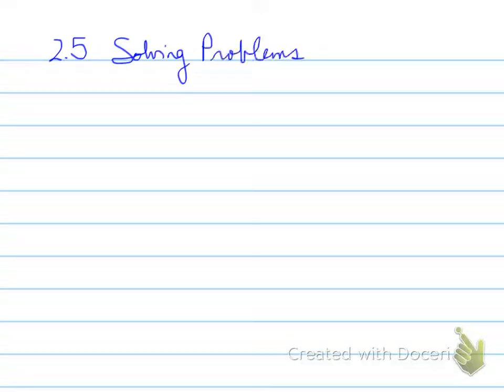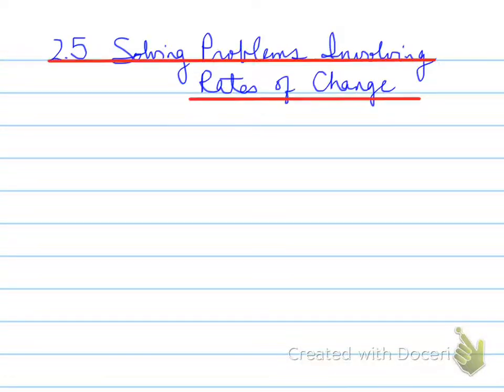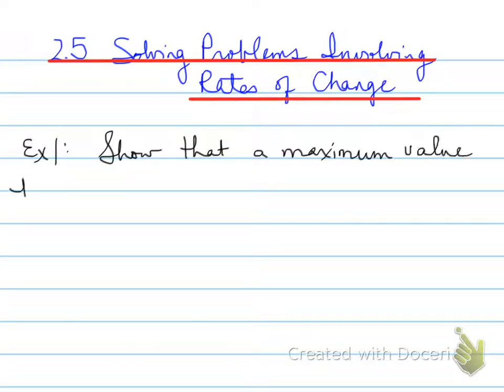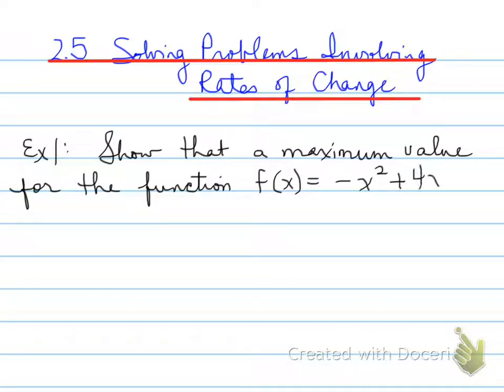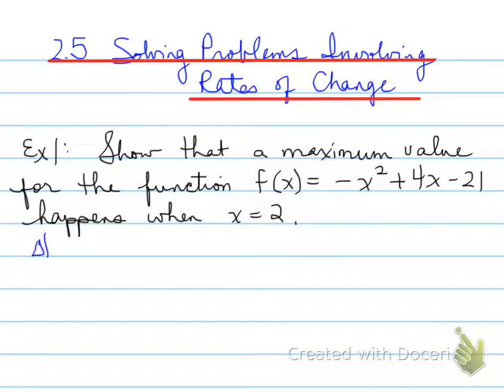Alright, we're looking at 2.5, solving problems involving rates of change. So looking at example 1, you're asked to show that a maximum value for the function f(x) = -x² + 4x - 21 happens when x equals 2. So you need to show that a maximum value happens.